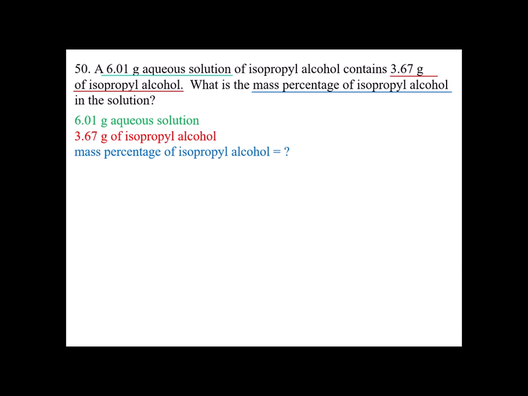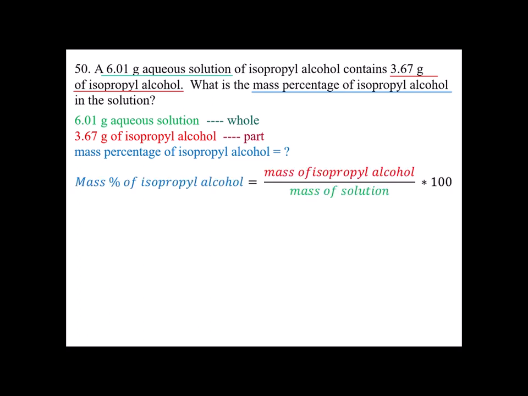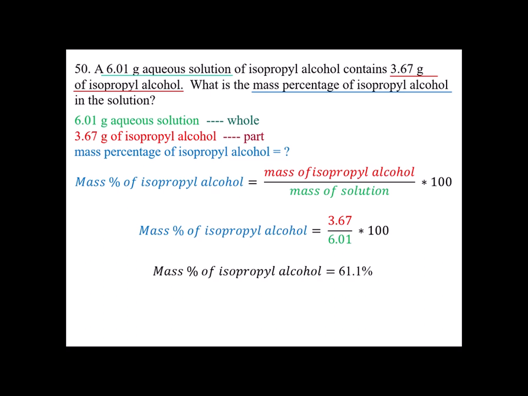In that case, the 6.01 grams of aqueous solution is the whole, and the 3.67 grams is the part. So the formula is the mass percent of isopropyl alcohol is equal to the mass of isopropyl alcohol over the mass of the solution times 100. Since what I'm looking for is by itself already, all I have to do is plug in the numbers. It's going to be 3.67 divided by 6.01 times 100. And I end up with a mass percent of 61.1%, which is the unit for this problem.